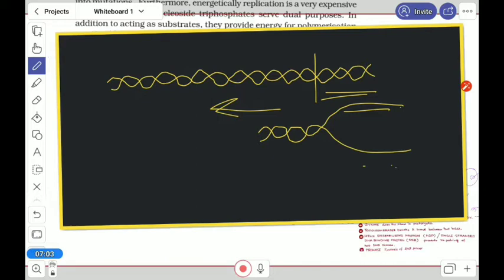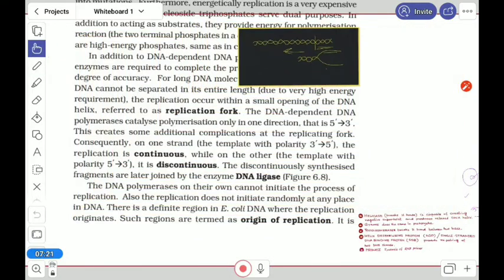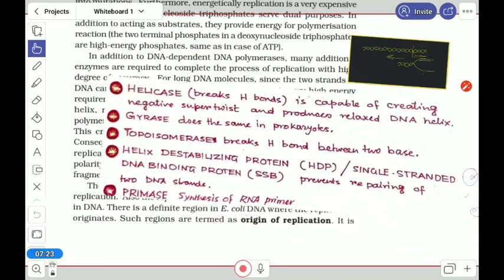DNA, it is not possible to separate because of its length. This is the first point. Second point, huge amount of energy is required in this process, and several enzymes are also involved in this process. We have to see these enzymes also. Look at here.